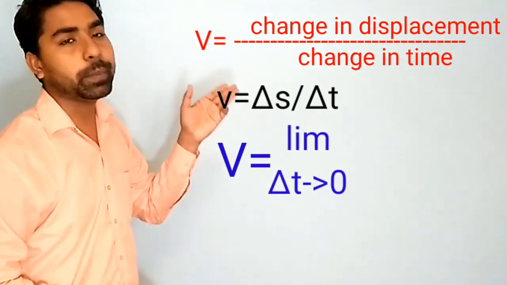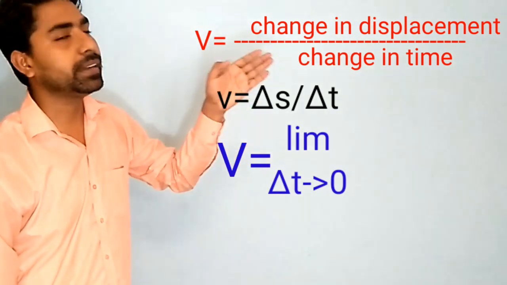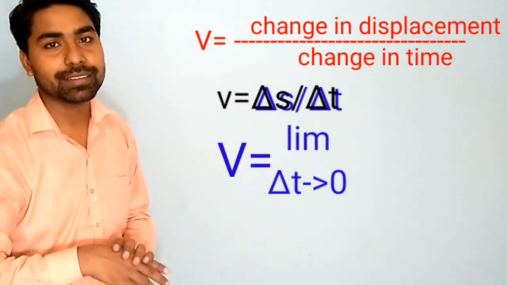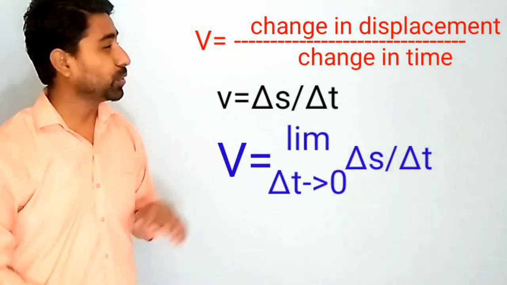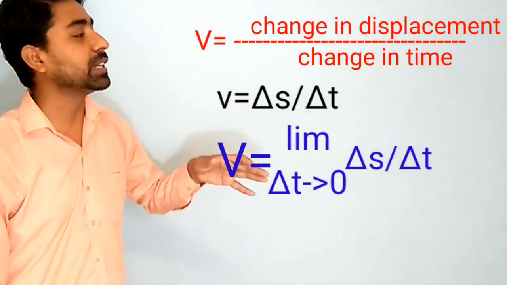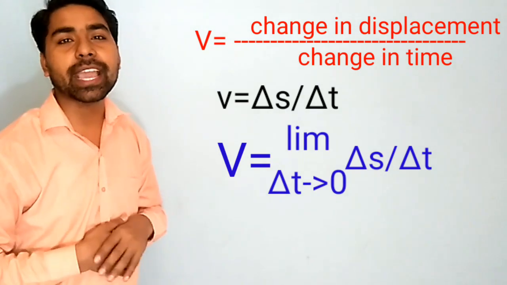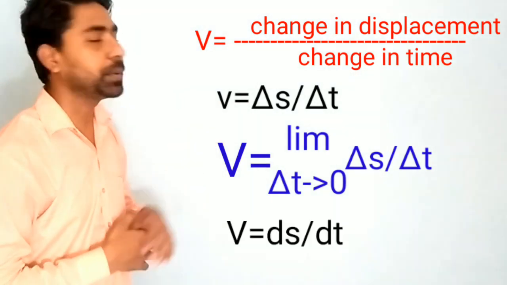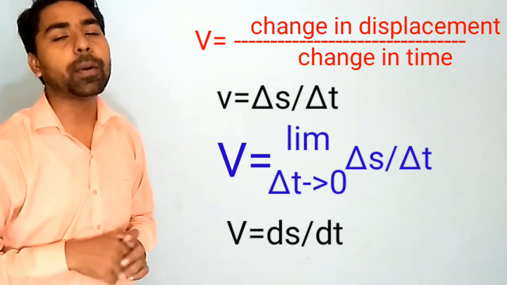So you will say limit delta t tending to 0, delta s upon delta t. This means the change in time is very small. It is very inconvenient to write limit delta t tending to 0, del s upon del t again and again. So this is called the calculus method. In the next step you can write v is equal to ds upon dt.